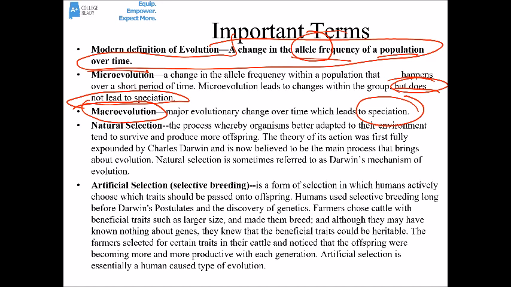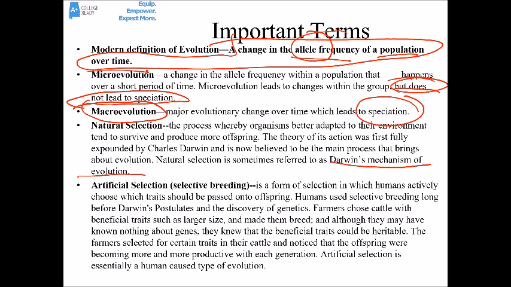We already talked about natural selection, Darwin's mechanism of evolution. Here's a more formal definition: the process whereby organisms better adapted to their environment tend to survive and produce more offspring. And again, people call it today Darwin's mechanism of evolution.